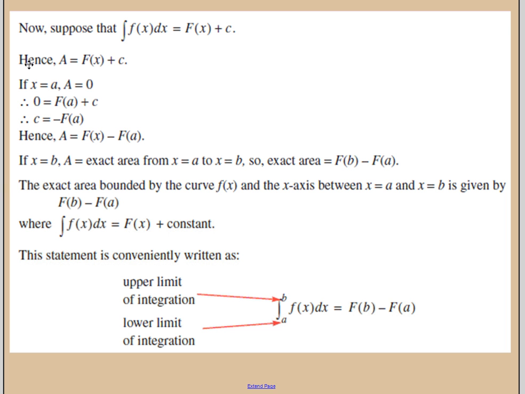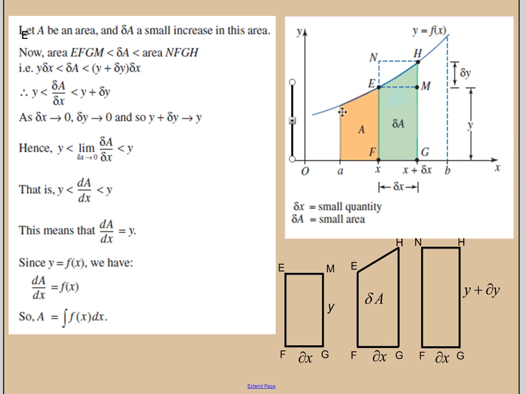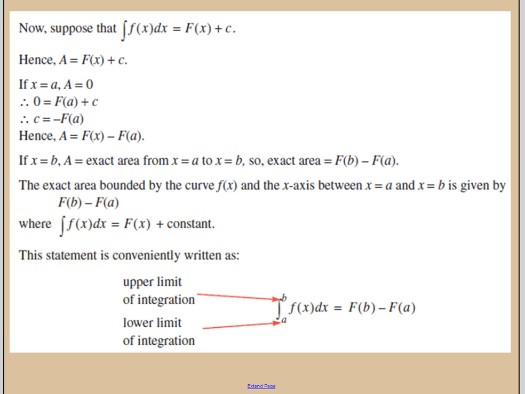Now, when x is equal to a, the area is equal to 0. In other words, when x equals a, we've got a vertical line with no width, so there's no area. We can substitute those in, and that gives us that c is equal to negative F of a. So we've now got that A is equal to F of x minus F of a.